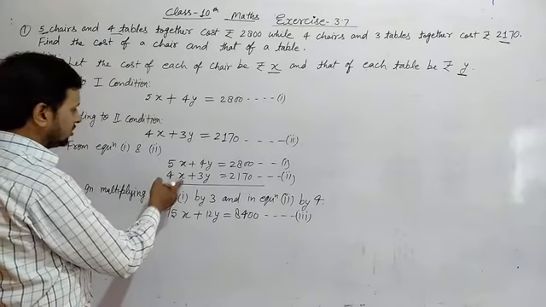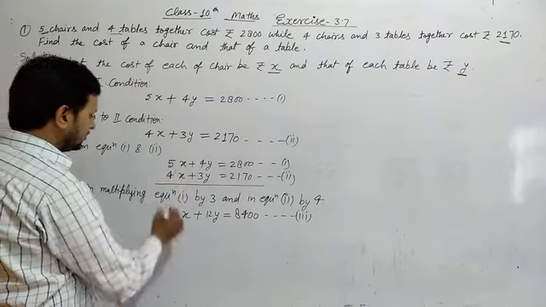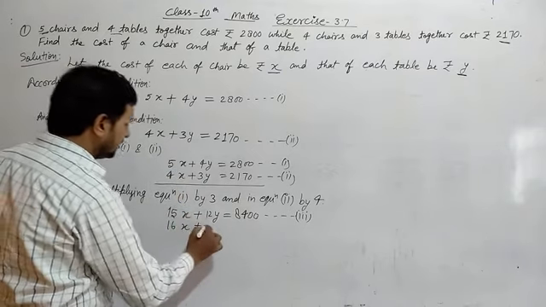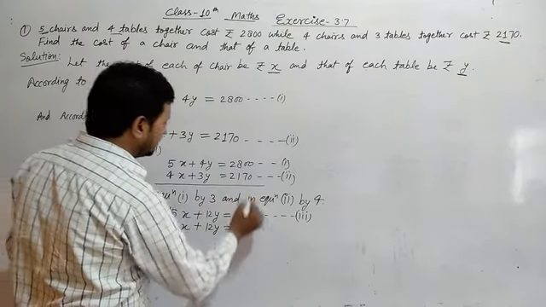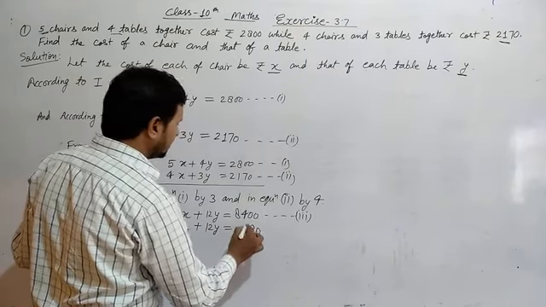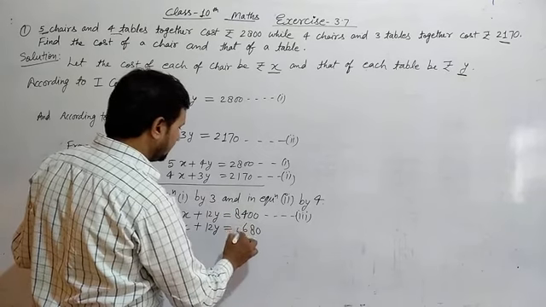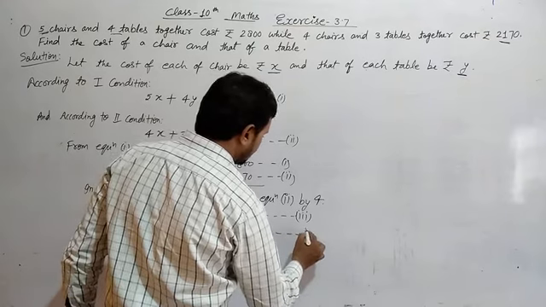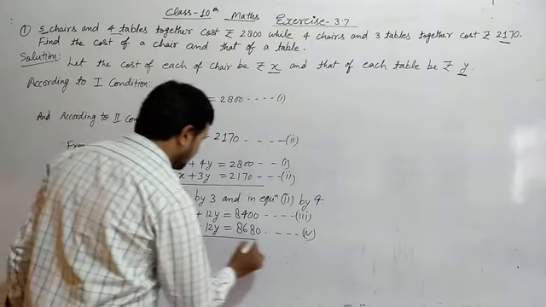Again in equation 2, we have to multiply by 4. 4 4s are 16x, plus 4 3s are 12y, is equal to 4 0 0. 4 7s are 28, carry on to 4 1 is 4, 2 makes 6, and 4 2s are 8. This will be our equation number 4. Now we have to solve it.